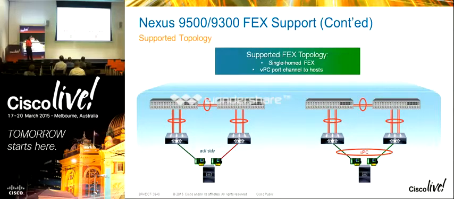So previously in 5Ks and 2Ks, we had both straight-through connection and crisscross. Today we don't support crisscross. We are working on it because we learned from our early customers that most of them use straight-through, which is just a port channel connected from the FEXes to the 5K. So same thing we did.